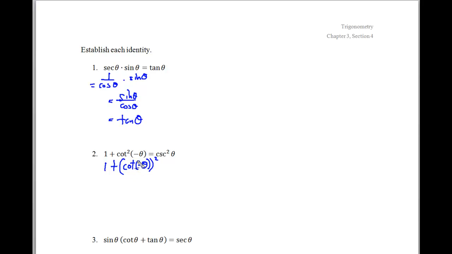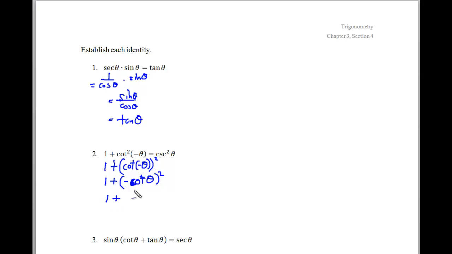So this way we can apply our even odd rules inside here, because our even odd rule would then say that this is going to be 1 plus, inside this parenthesis, negative cotangent. Sorry, let me put COT instead of dropping the C there. Cotangent of theta, and this is still quantity squared. Now, if I square this whole thing, negative 1 times negative 1 is positive, and cotangent times cotangent is just cotangent squared.